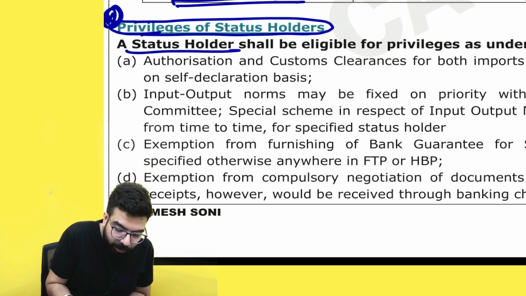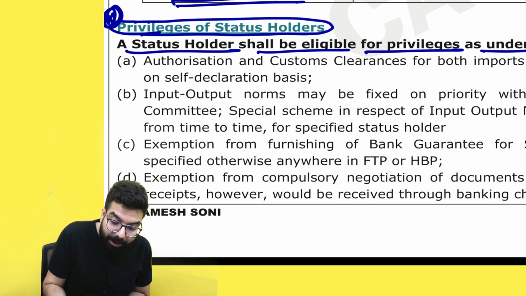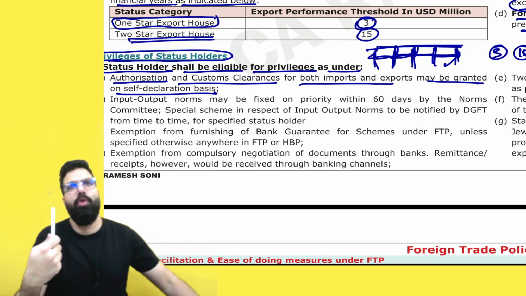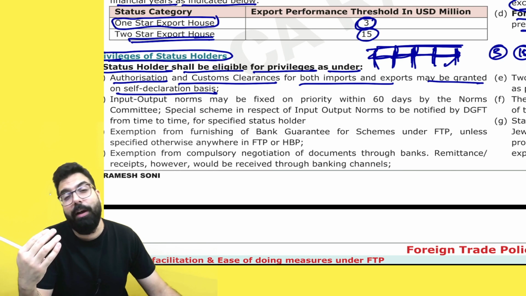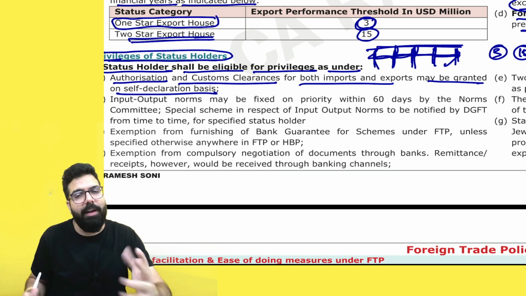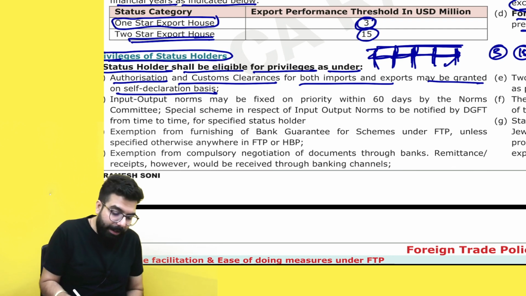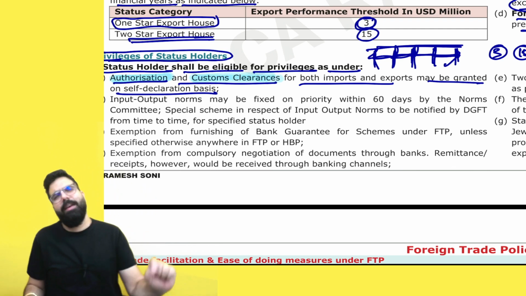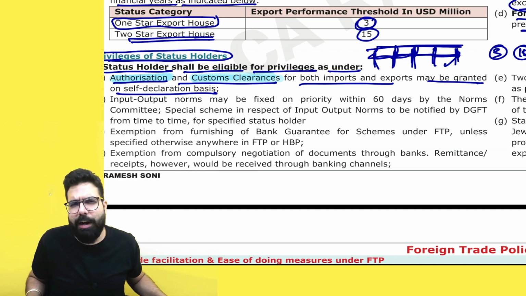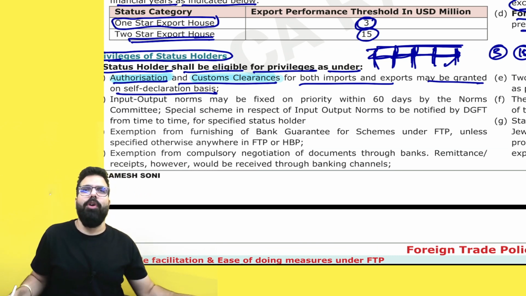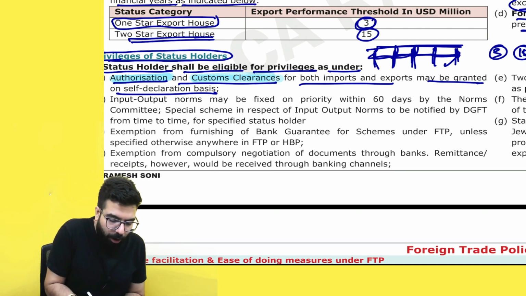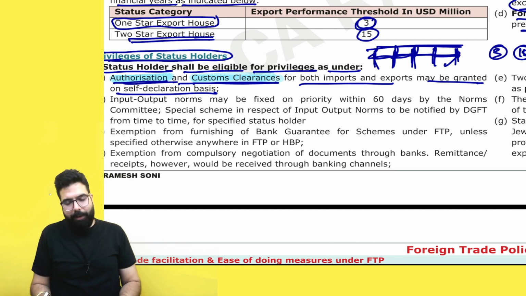Number 1, a status holder shall be eligible for privileges, and under number 1, authorization and custom clearance for import and export may be granted on self-declaration basis. You don't have to go ahead and take authorization here, nothing for clearances. You can give self-declaration, and they are telling that whenever any authorization is required, any clearances are required, on the basis of self-declaration you can also get your goods cleared. You don't have to run to the DGFT office and take authorization, not required. Authorization and custom clearances can be given on self-declaration basis.